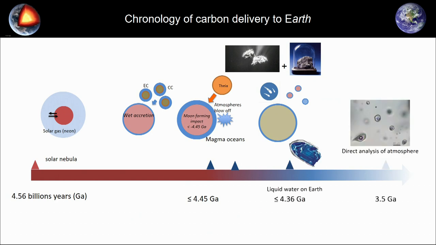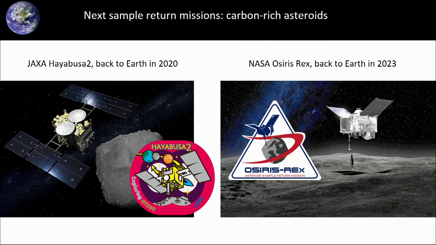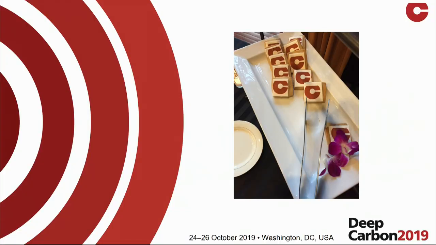And then we have some direct evidence of volatiles. So I would like just to end with this. It's a very exciting time now, because there are two missions that are going to return some material to Earth next year and in 3 years. One is JAXA, a Japanese agency mission, and the other one is OSIRIS-REx, a NASA mission, and both are sampling a carbon-rich asteroid. So soon we will have some fresh material, not altered by its transfer to Earth and its residence on Earth, that will permit us to get some good insight into primitive carbon. That's it. Thank you very much.